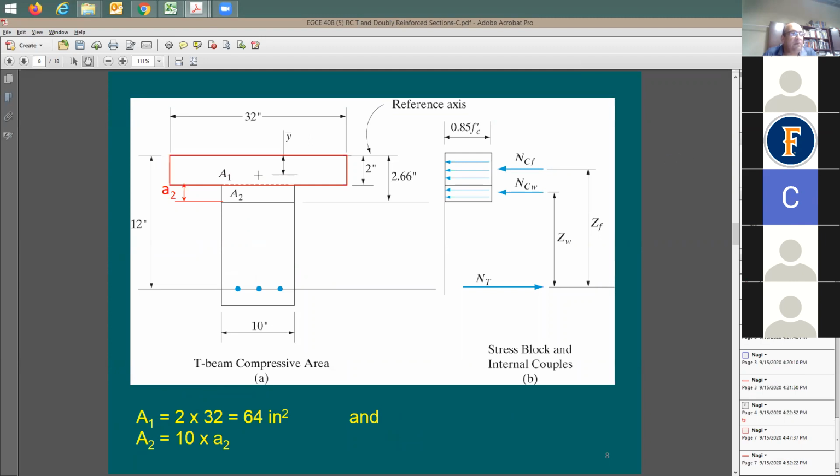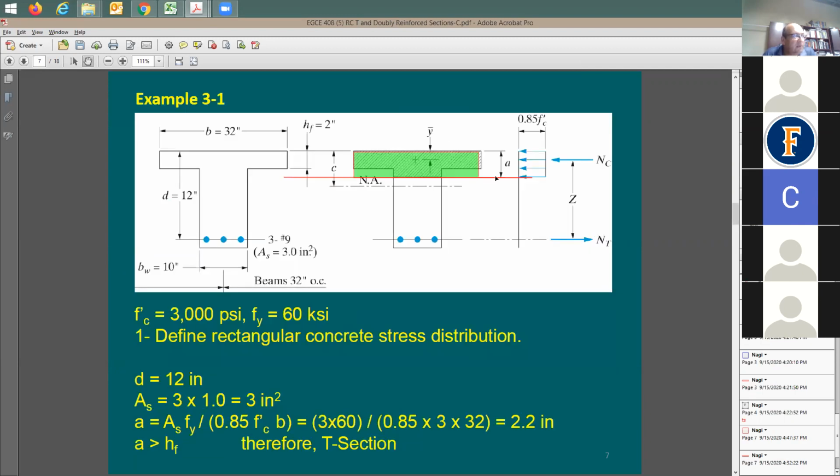How about A sub 2? You can say, okay, A sub 2. How can I do this A sub 2? I don't know the depth yet. This total depth is wrong. The 2.2 is wrong. The 2.2 that you are looking at here is incorrect. It's not exact, and it causes a discrepancy in the tension and compression force.